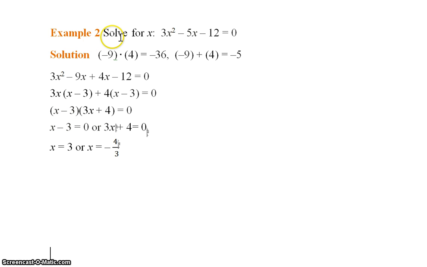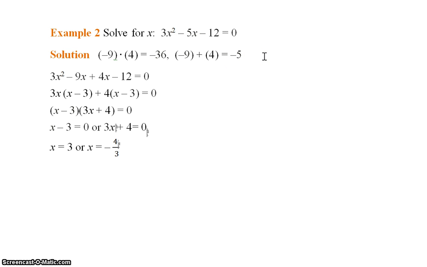Example 2. Solve for x. 3x squared minus 5x minus 12 equals 0. The left side of the equation is a quadratic trinomial 3x squared minus 5x minus 12. We can factor this quadratic trinomial. In order to do it, we find two numbers which product is the same as 3 times minus 12, which is negative 36, and the sum is minus 5, second coefficient.